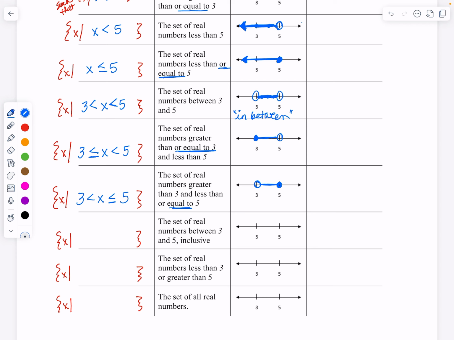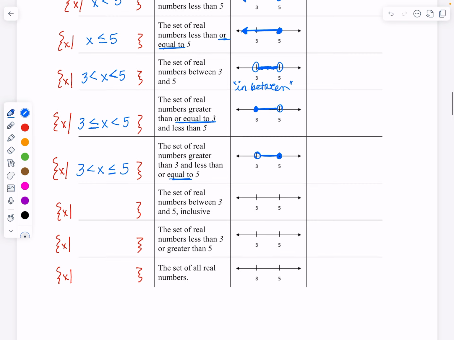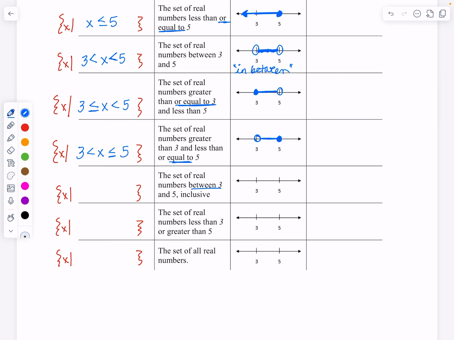And then the next one, the set of real numbers between 3 and 5 inclusive. So we know between 3 and 5 means I'm going to shade all of this in between, okay? And then again, math people do not really like a lot of words. So instead of saying the real numbers greater than or equal to 3 and less than or equal to 5, instead of having to write all that out, they just say inclusive. So inclusive means it includes the endpoints.